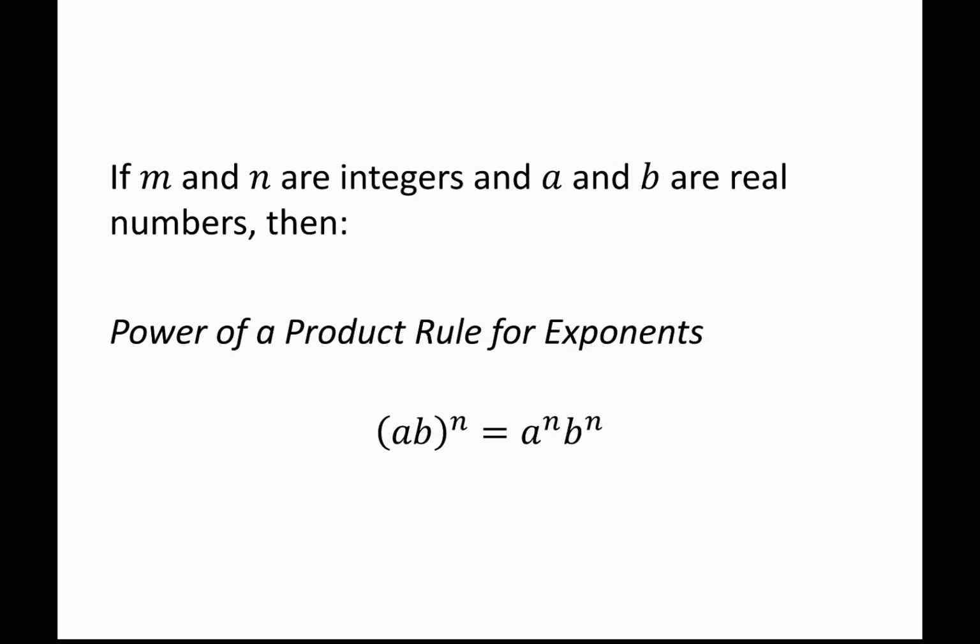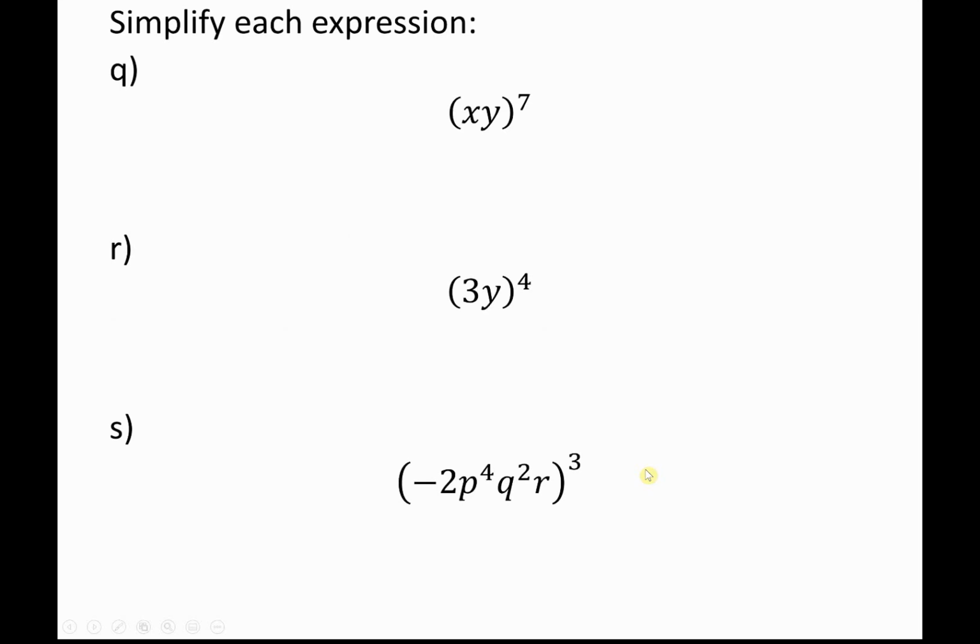Okay, now let's go ahead and talk about the power of a product rule for exponents. We need to recognize that we have a product raised to a collective power. It's kind of like you distribute that exponent to each individual factor inside that product. Okay, and let's practice this here. For example Q, that 7 exponent outside of the product between x and y just gets distributed to individual components. It'll be x to the 7th power, y to the 7th power.